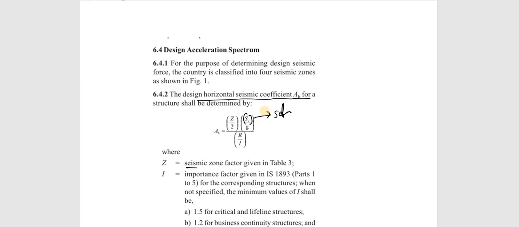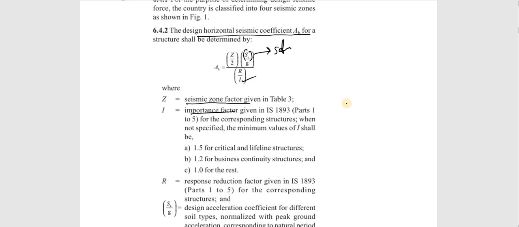Now Z is the seismic zone factor. I is the importance factor, which is based on the building. For example, for critical and lifeline structures, such as hospitals and thermal power plants, we take it as 1.5. For other buildings like hostels or assembly halls, we go for 1.2, and 1 for other buildings, such as residential buildings. Then R stands for response reduction factor. That is not needed as per your syllabus.